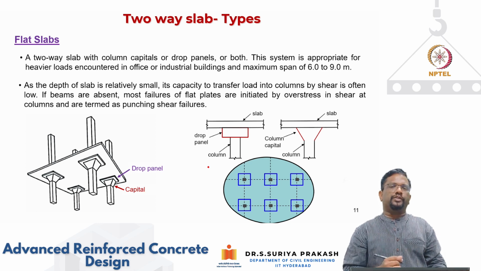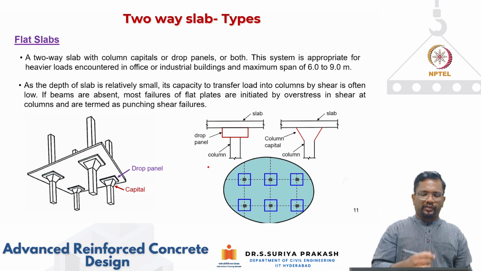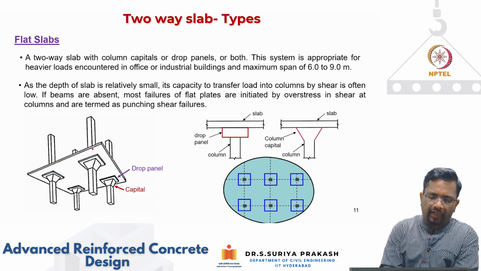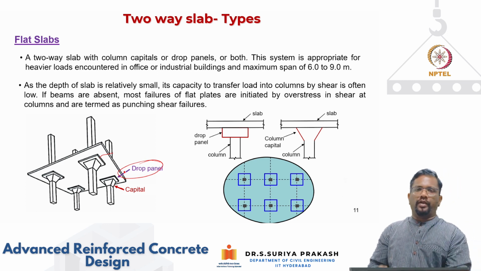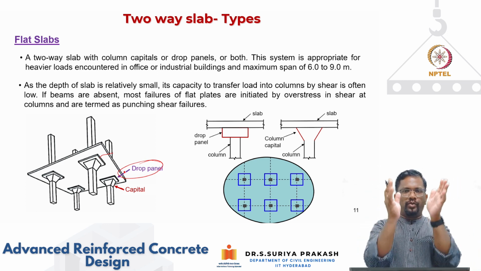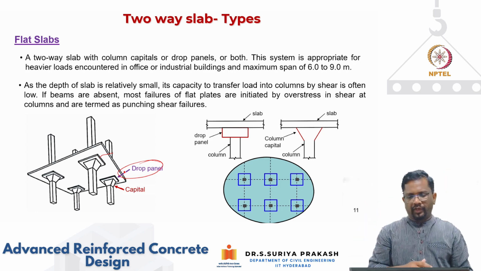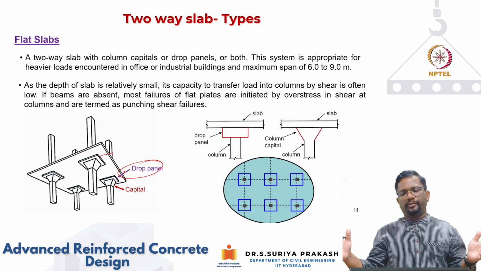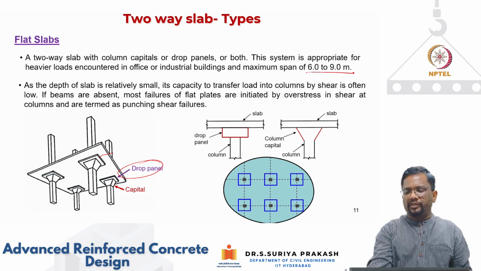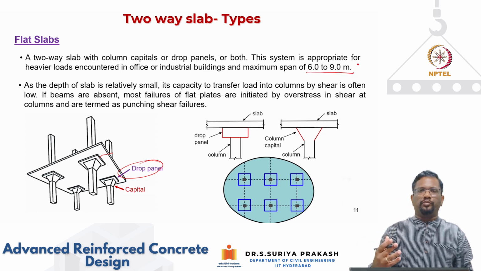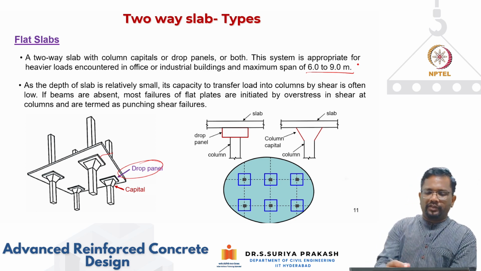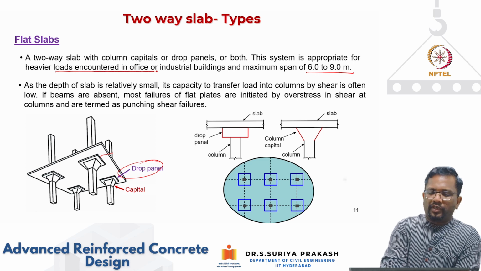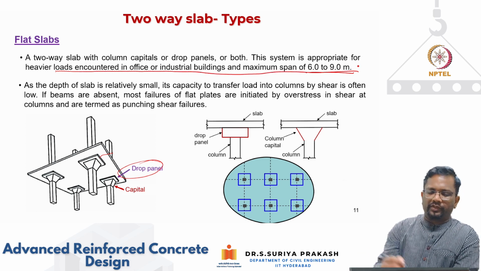Okay. Now let's look at flat slabs. As we have discussed already, flat slabs will have a drop panel, that is what we are seeing here, and also a column capital. Both of them will be there. Now that I'm thickening the slab around the column where it is getting joined, I can go for a slightly longer span, from 6 to 9 meters, and this slab can also resist more loads than your flat plate systems. This is appropriate for heavier loads encountered in office or industrial buildings, with a maximum span of 6 to 9 meters.